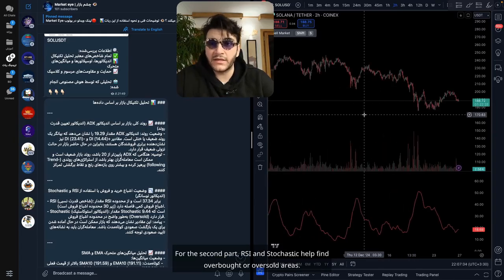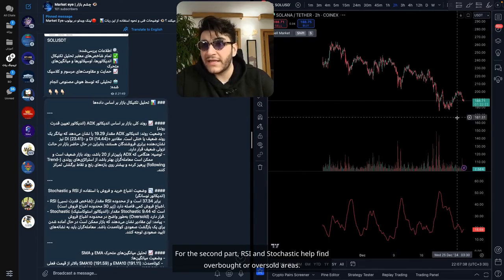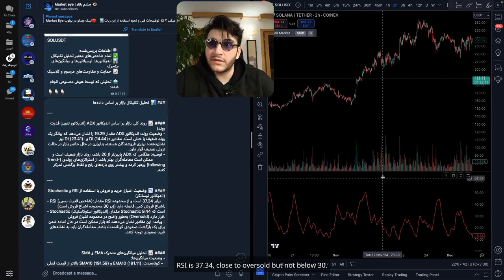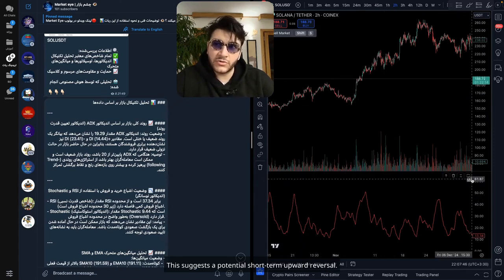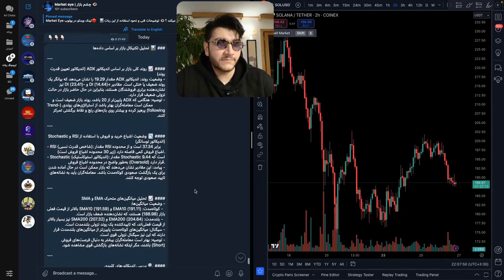For the second part, RSI and Stochastic help find overbought or oversold areas. RSI is 37.34, close to oversold but not below 30. Stochastic is 94.9. This suggests a potential short-term upward reversal. Traders should watch for confirmation signals.